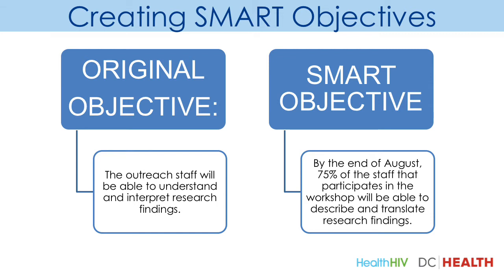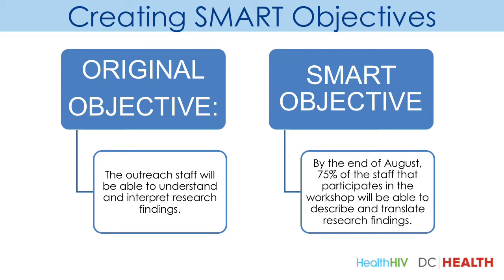So let's look at an example of how you might create a SMART objective. The original objective is: the outreach staff will be able to understand and interpret research findings. The SMART objective is: by the end of August, 75% of the staff members that participate in the workshop will be able to describe and translate research findings.